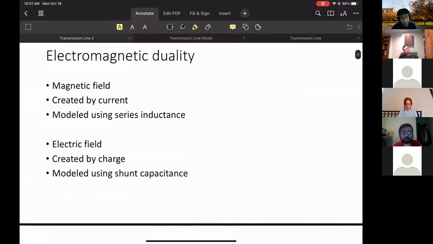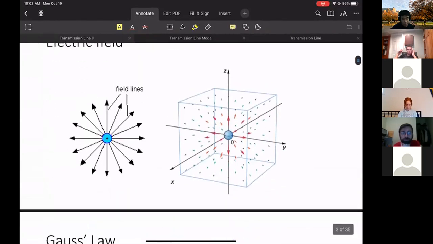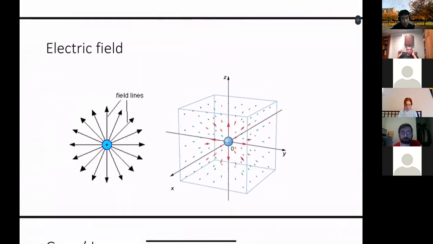And so where does capacitance come from? Why do we have a capacitor on the line? Basically, it's a duality between the electric field and the magnetic field, right? So moving current creates a magnetic field. So moving charge creates an electric field. Okay? And we're going to look at how we do calculations with this electric field.